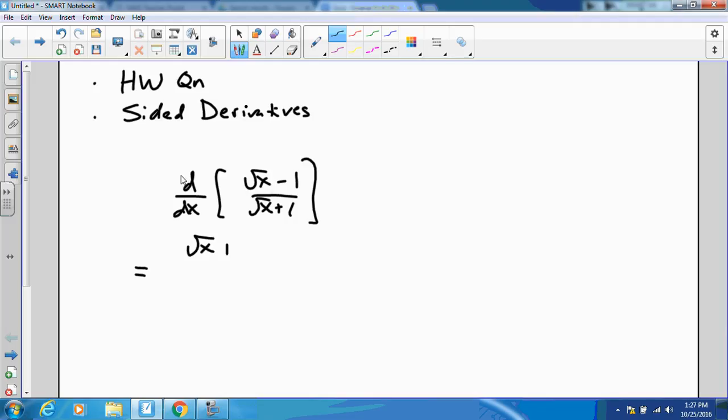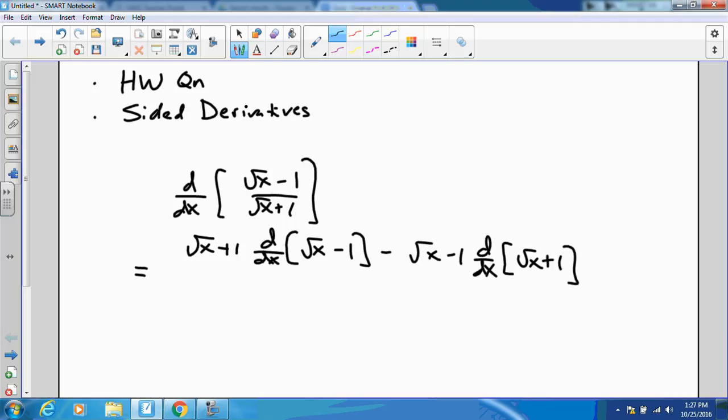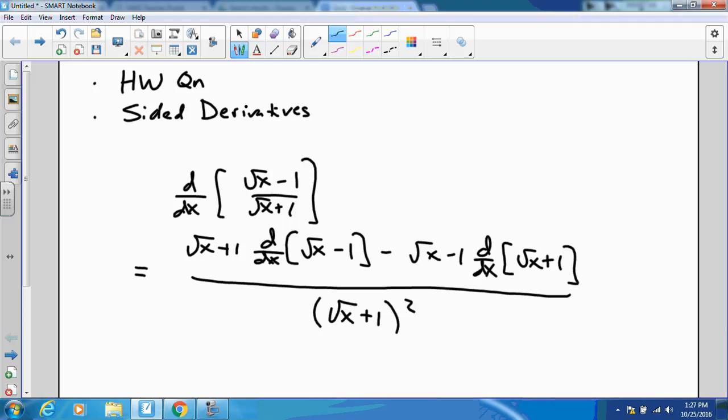Square root of x plus 1 times the derivative of square root of x minus 1, minus square root of x minus 1 times the derivative of the square root of x plus 1, over square root of x plus 1 squared. Yep. And now here comes the first observation. There's something wrong already. What is it?